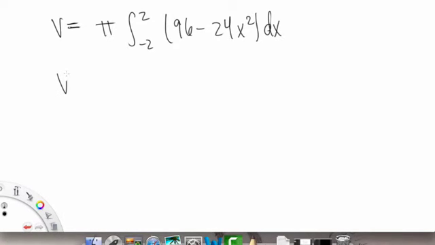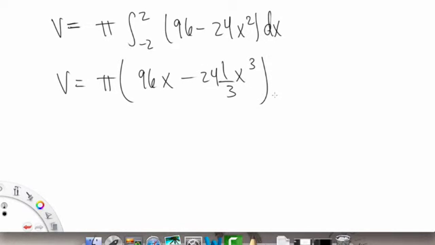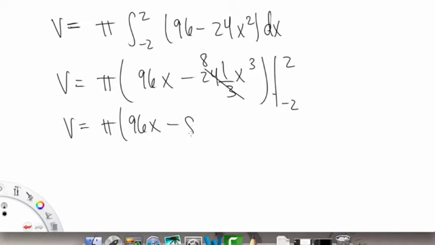Okay, so if we integrate, the pi just stays in front and we have 96x and then minus a 24 times x to the third over 3. And then this is going to be evaluated from negative 2 up to 2. Okay, so these ones cancel, that makes an 8. Alright, so that simplifies our lives a little bit. Okay, so then we have V is equal to pi times 96x minus 8x cubed, evaluated from negative 2 up to 2.